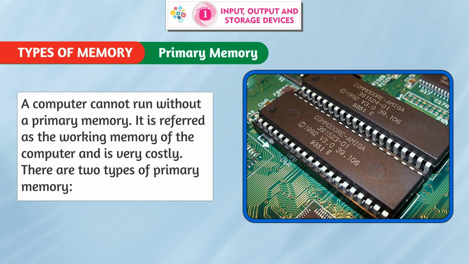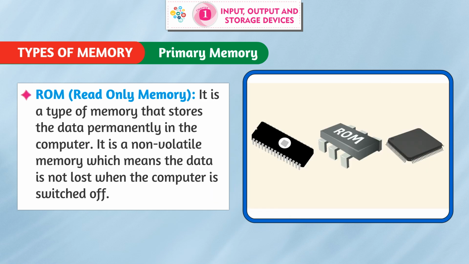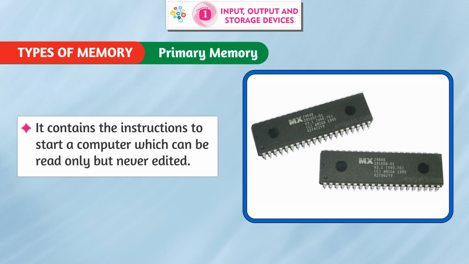There are two types of primary memory: RAM, random access memory. It is a type of memory that allows the data to be executed and stored for a limited amount of time. It erases the data when the computer is switched off or power goes off. It is a volatile memory. ROM, read-only memory. It is a type of memory that stores the data permanently in the computer. It is a non-volatile memory, which means the data is not lost when the computer is switched off. It contains the instructions to start a computer, which can be read but never edited.